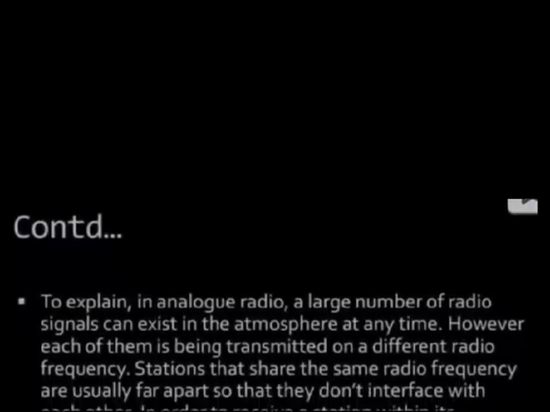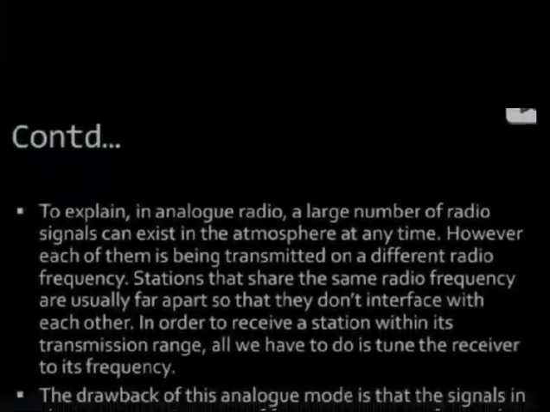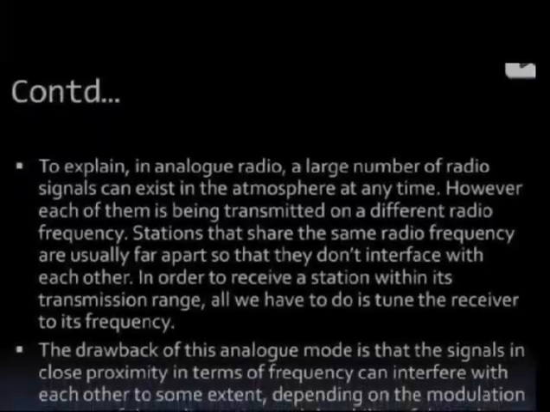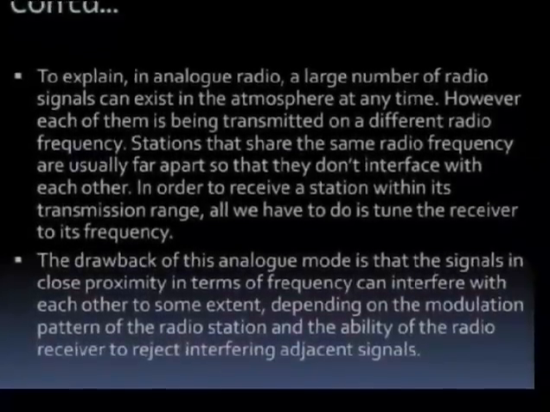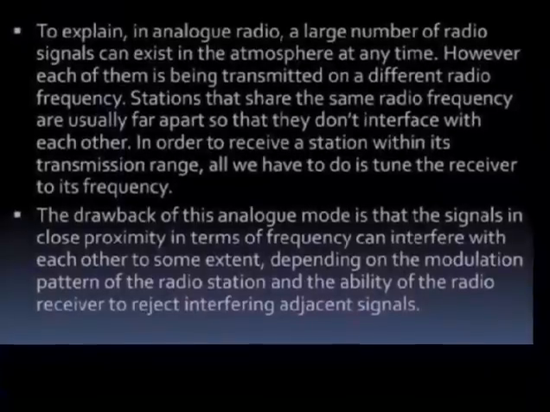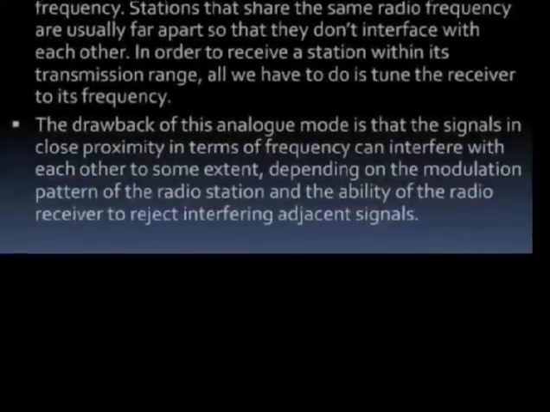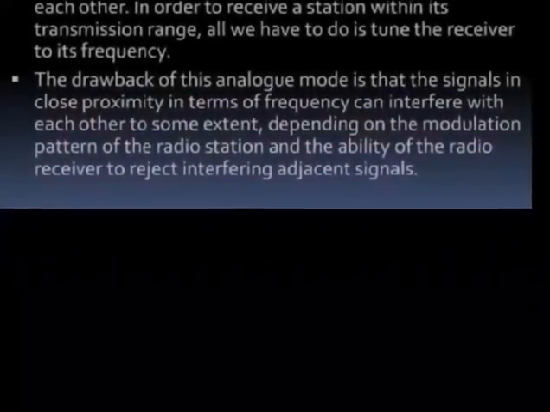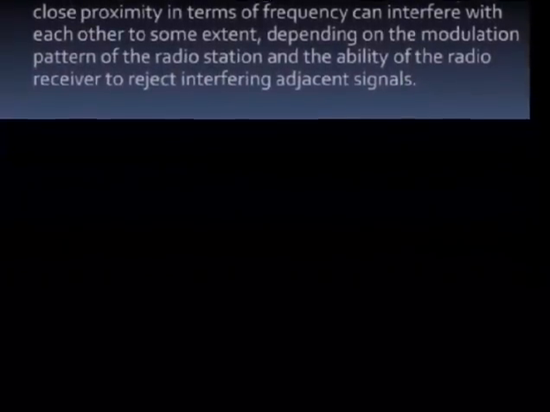To explain, in analog radio a large number of radio signals can exist in the atmosphere at any time. However, each of them is transmitted at a different radio frequency. Stations can share the same radio frequency if they are far apart, and they do not interfere with each other. In order to receive a station within its transmission range, I have to tune the receiver to its frequency. The drawback of analog mode is that signals close to each other in frequency can interfere with each other to some extent, depending on the modulation and the radio receiver's ability to reject the interfering adjacent signal.